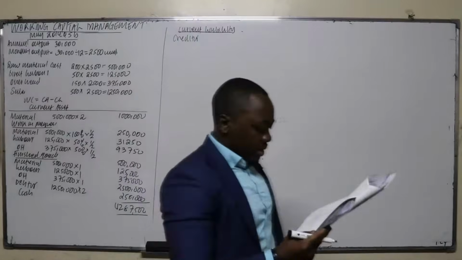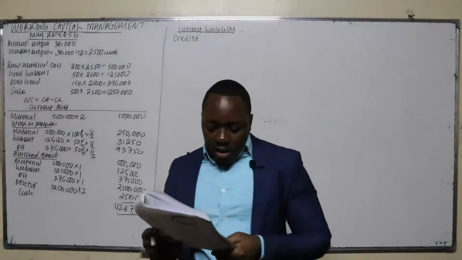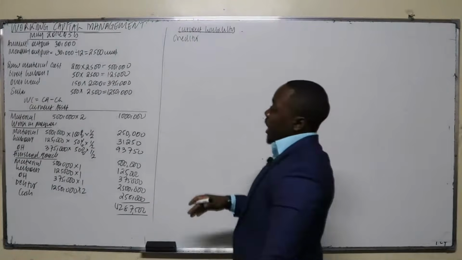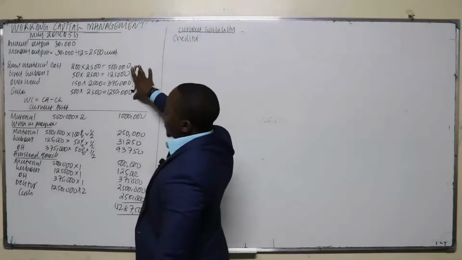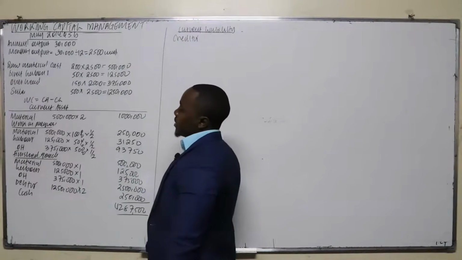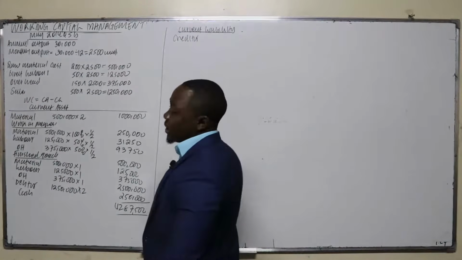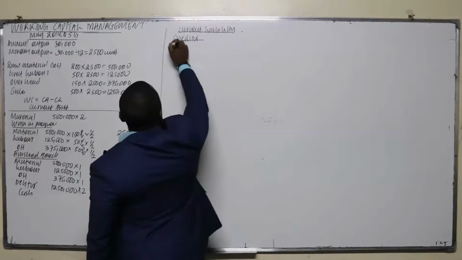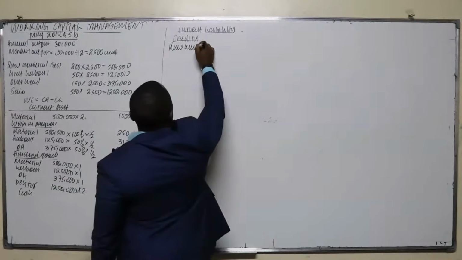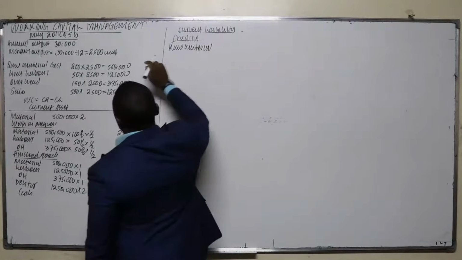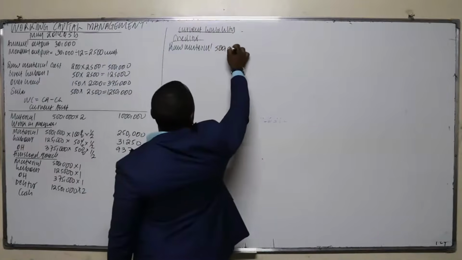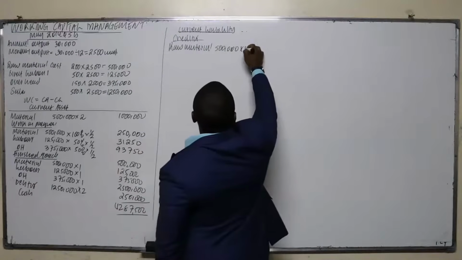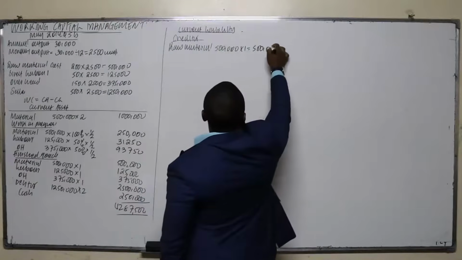Now for the current liability, we are told that in note number 4, credit allowed to supplier is 1 month. Now, if you look at this element, what gives rise to the supply from the creditors? Supplier. So we have the raw material. The raw material we have is 500,000. And then we are told that credit allowed to supplier is 1 month. So you multiply by 1 to get 500.